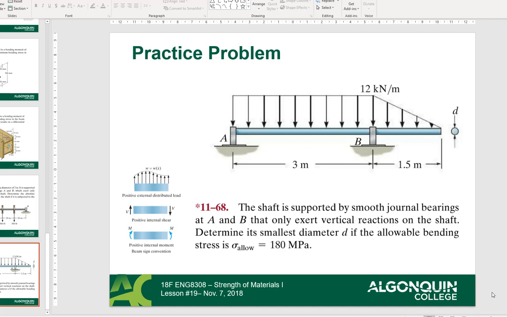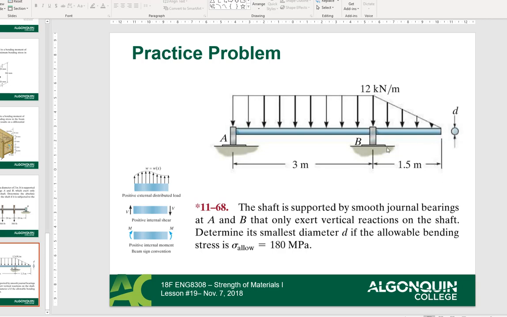This afternoon we're going to work on this practice problem right here. We're going to solve for shear and bending moment diagrams analytically. So basically what we have here is a 12 kilonewton constant distributed load across section AB for 3 meters. These two supports are journal bearings, so they apply only vertical reactions. And then we have a distributed load that varies from 12 kilonewtons to 0 at the end.